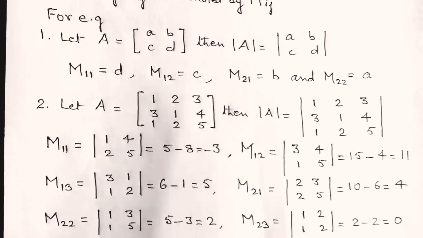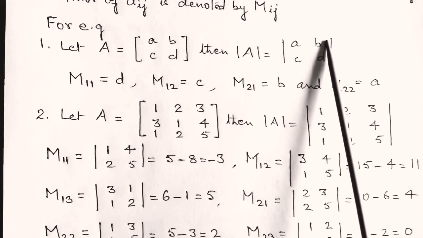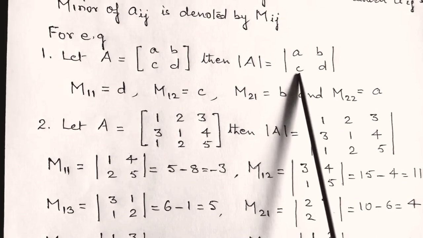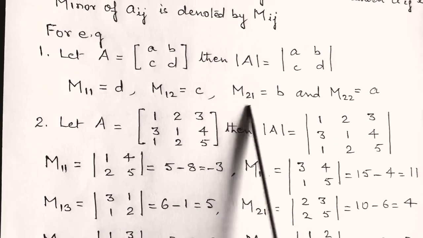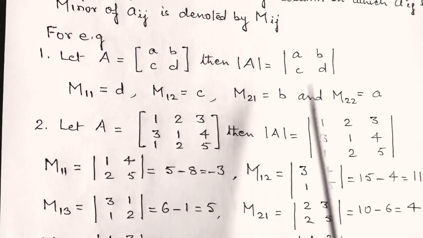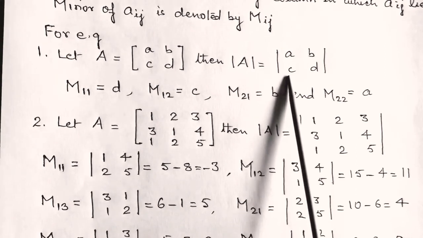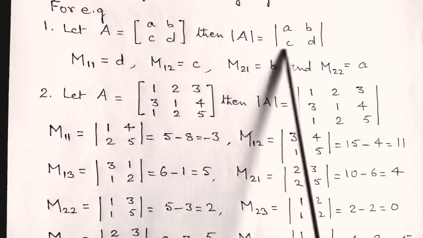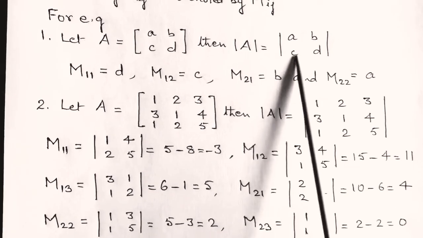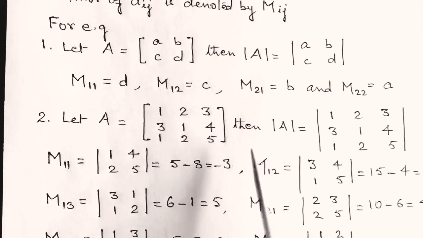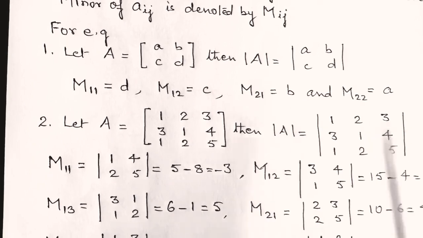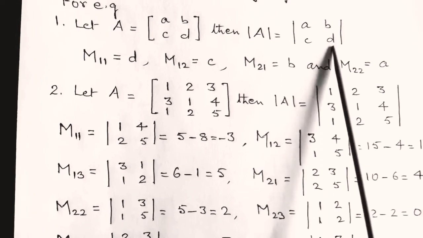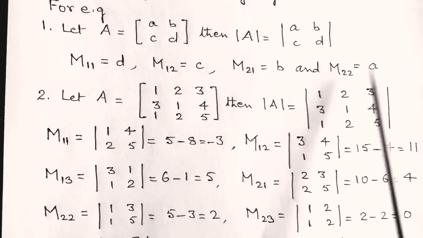Now M12, that is minor of B. Again leave the row and column. So you are left with C. Similarly M21, that is minor of C, that is second row and first column. So minor of C will be, again if you leave the row and column, you are left with B. So M21 is equal to B. And M22, that is minor of D. Again leave the row and column, so you are left with A.